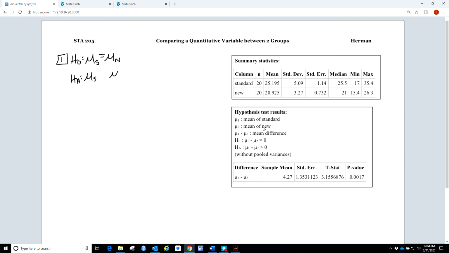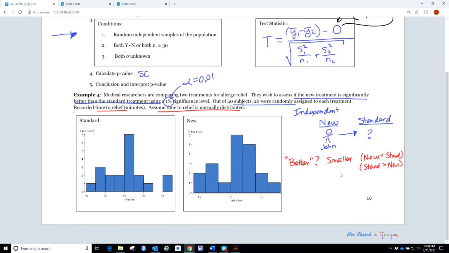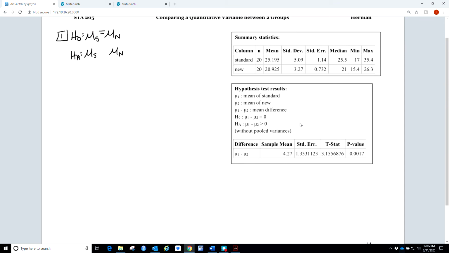For the alternative, we've just got to figure out what sign we want to put between here. Now we really already have that sign from when we discussed what better actually meant. I listed the standard treatment first, so we want to hopefully show that the standard treatment is larger than the new treatment, because that would mean the new treatment has a smaller time to relief, which would make it better. So our sign here is going to be that greater than sign. And again, that sign is important to us because that's going to change our p-value when we go to StatCrunch.